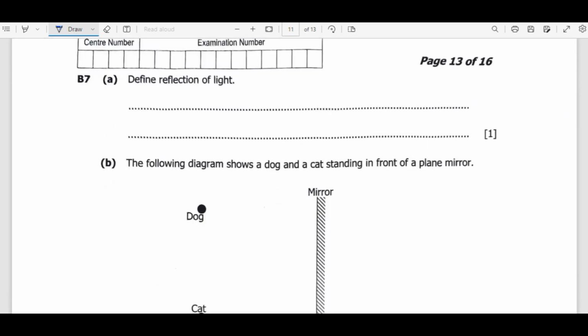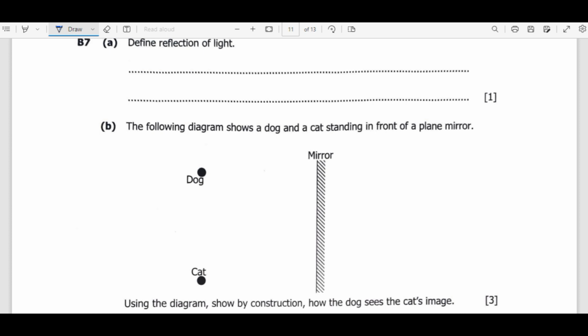Move on to question 7. 7A, define reflection of light. So say this is the bouncing of light after striking a surface.